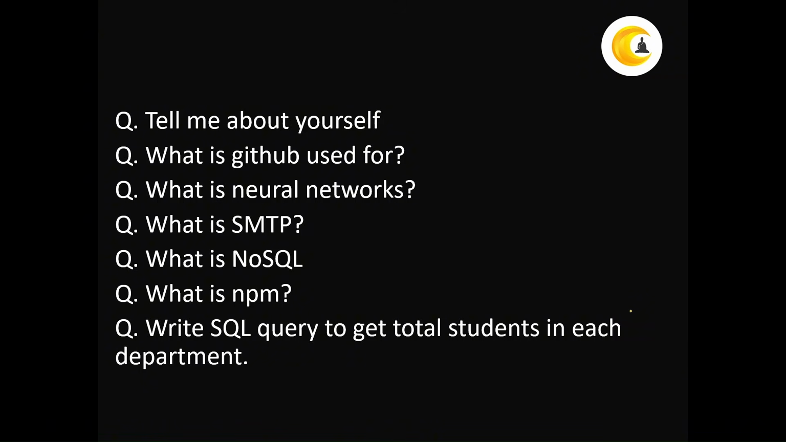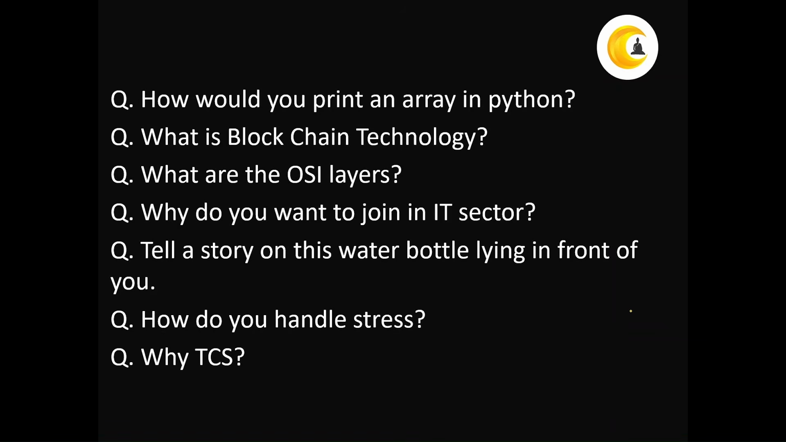What are neural networks? What is SMTP? What is NoSQL? What is NPM? You can get some questions from machine learning as well. Then we see another question: write an SQL query to get the total students in each department. Pretty simple, but you should know how to query this. The next one is, how would you print an array in Python? What is blockchain technology? What are the OSI layers? All seven layers of networking should be mentioned, right?